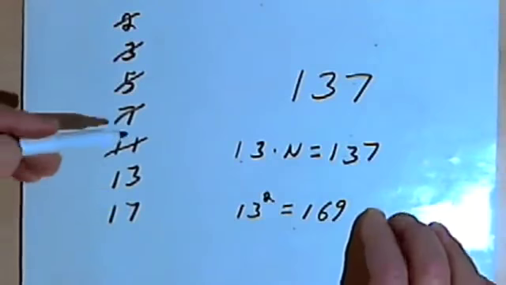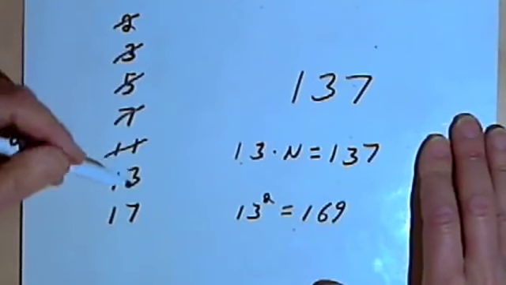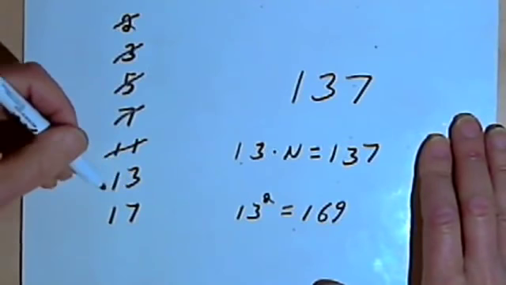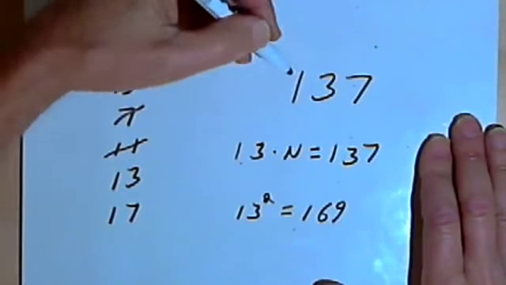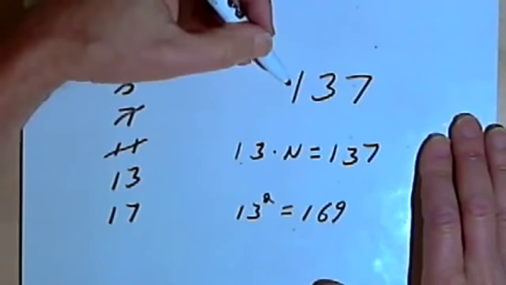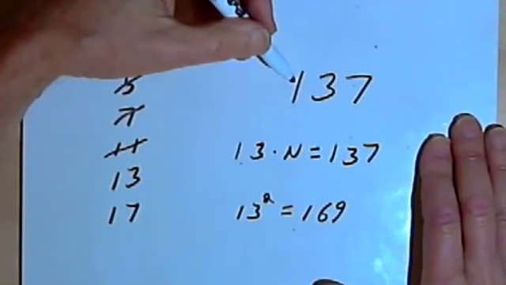So the general rule I've got here says that once I get to a prime number that has a square that's bigger than the number I'm checking, bigger than the 137, then I've already gone too far. And I shouldn't bother using that number or any number bigger than it.